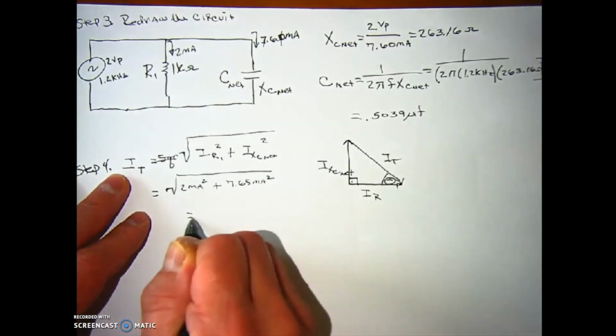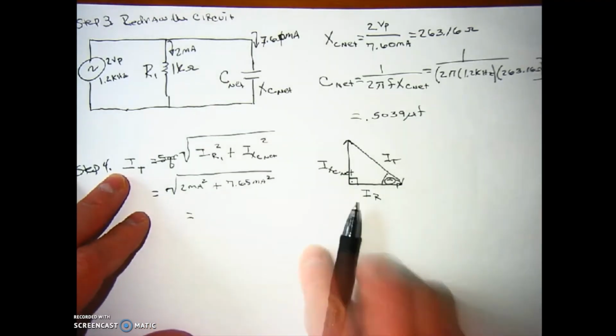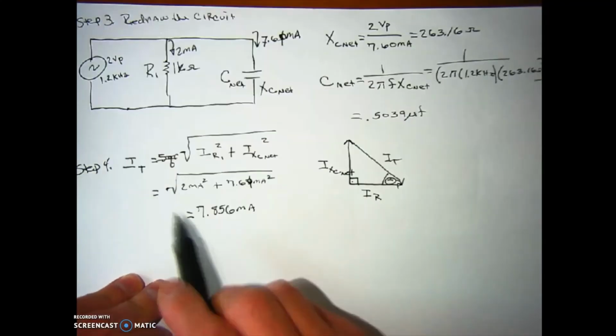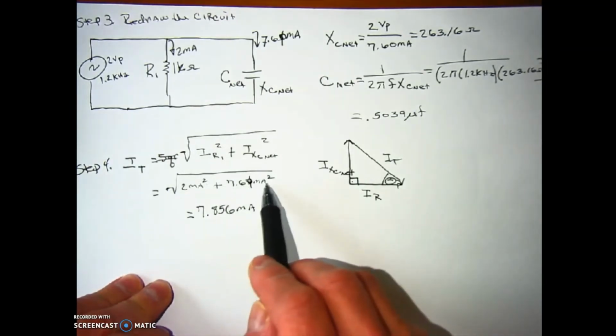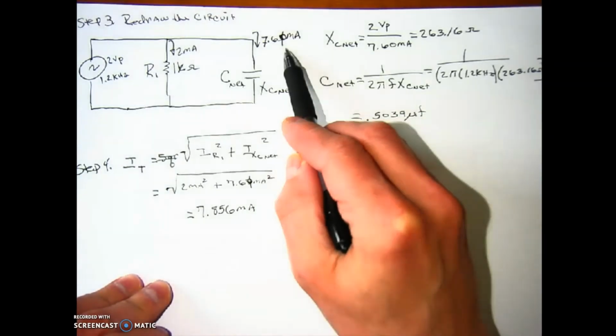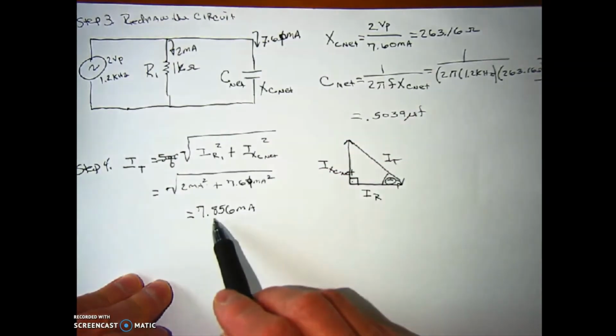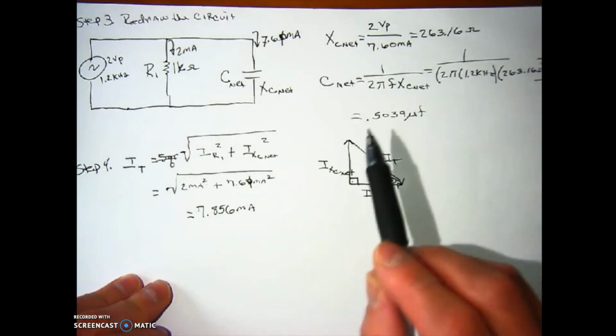Therefore, I total is going to be equal to, so again, we take 2 milliamperes squared plus 7.60 milliamperes squared. I think I put a 5 there. It's supposed to be 0 because that's supposed to be this one. And we come up with I total of 7.856 milliamperes of current.